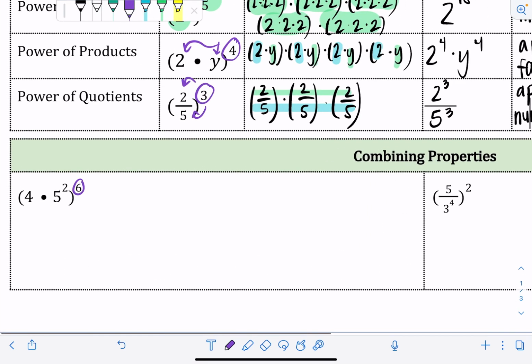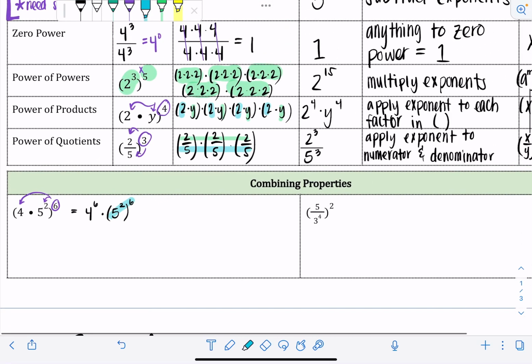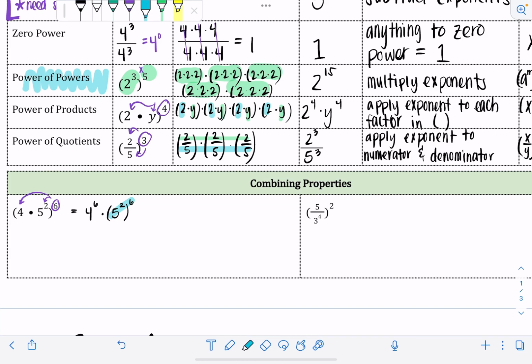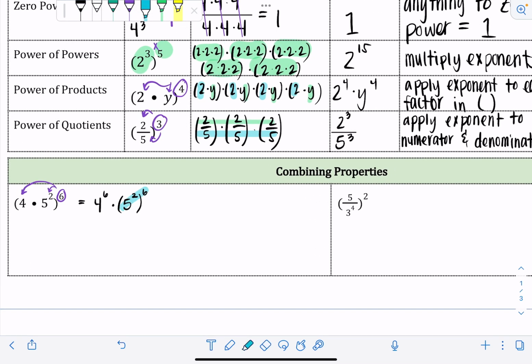That means that I have to take that 6 exponent and apply it to both the factors inside of the parentheses. So what that looks like is I'm going to get 4 and take that to the 6th power. And then I have 5 squared, and that's going to be raised to the 6th power. But then now I have another property that I have to use here because I have 5 squared to the 6th power. So that one's the power of powers, where you have one exponent raised to another one. And when that was the case, we had to multiply the exponents. So I'm going to take the 2 and the 6 and multiply them together.